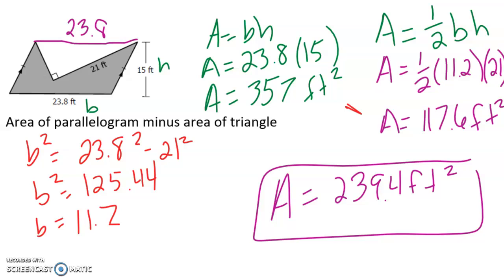So what I want to emphasize with this problem is that you want to be flexible with the types of shapes that you're identifying in your picture. And I want you to think about that negative space, that space that's outside of the figure you're calculating that might make a more simple shape that's easier to know the area of.